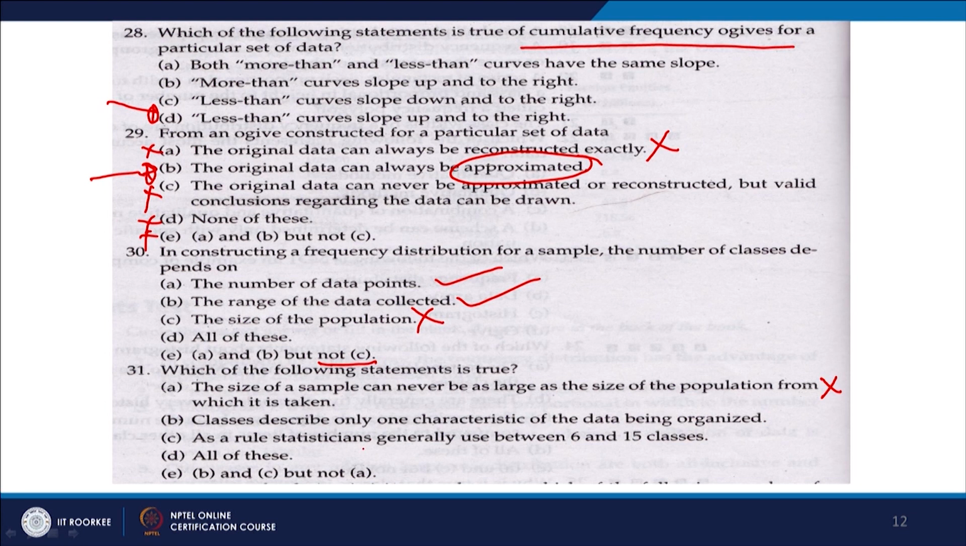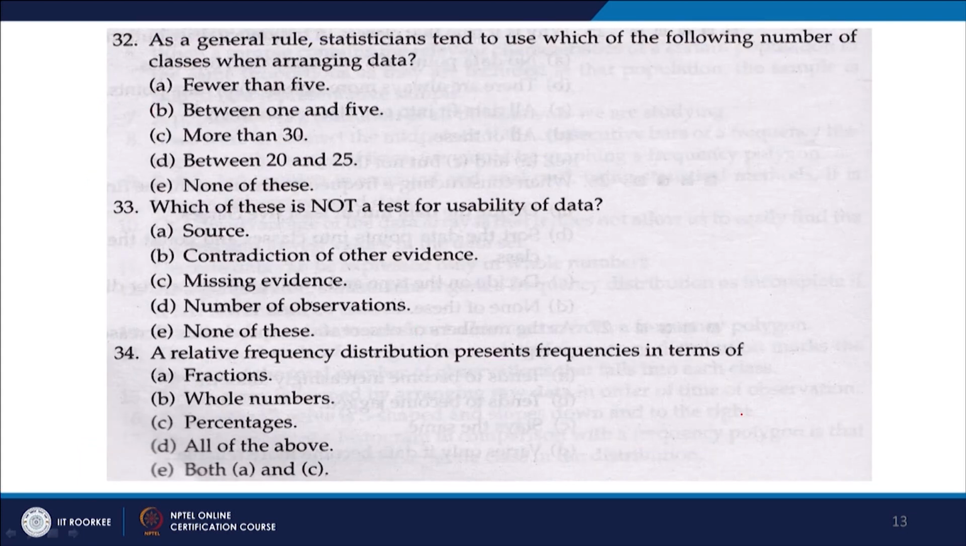As a rule, statisticians generally use between 6 to 15 classes. So, the answer is C, because we have to see the true statement, right. So, this is false, this false, right. Classes describe only one characteristic of the data being organized. No, you can have more than one characteristic. So, let us look at the last few questions.